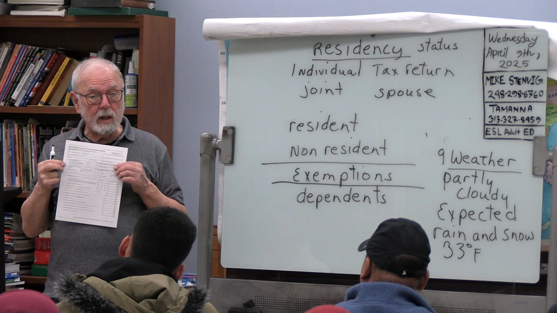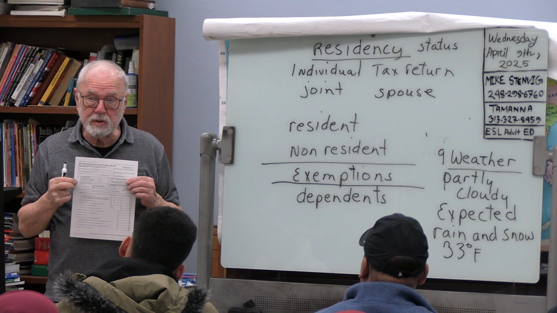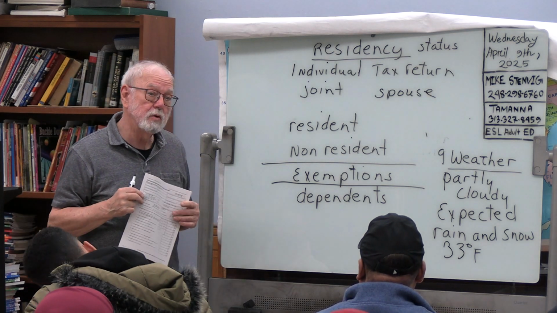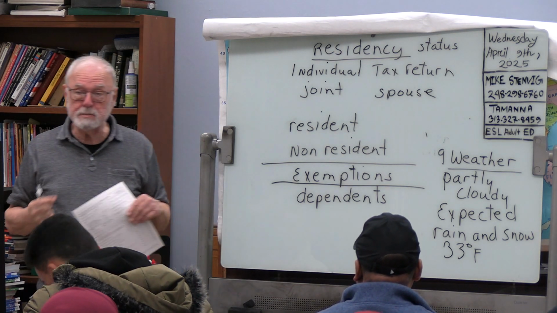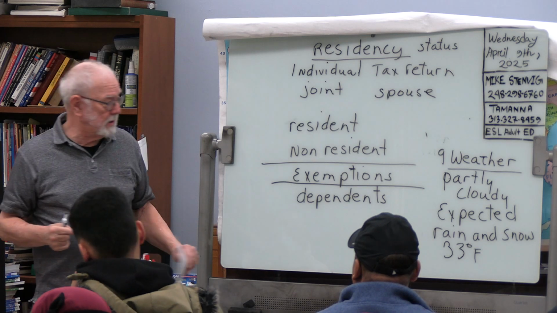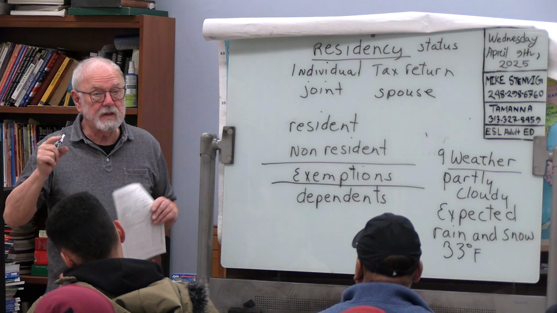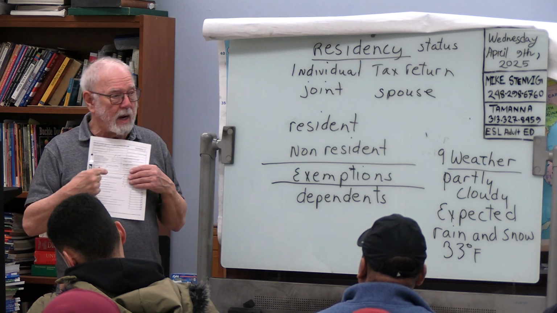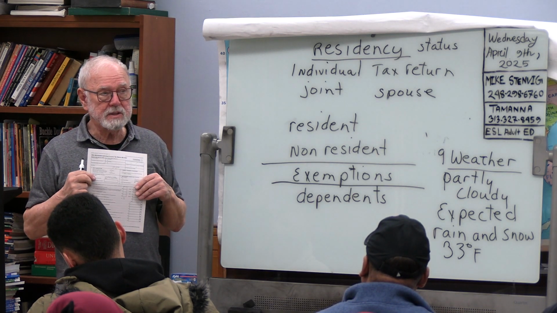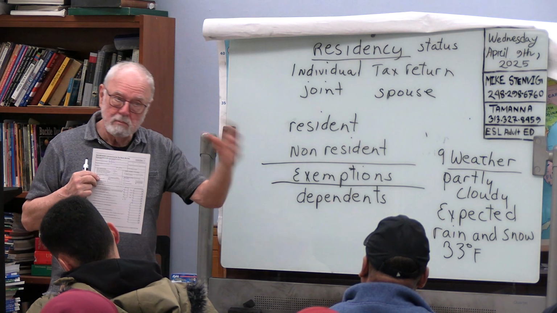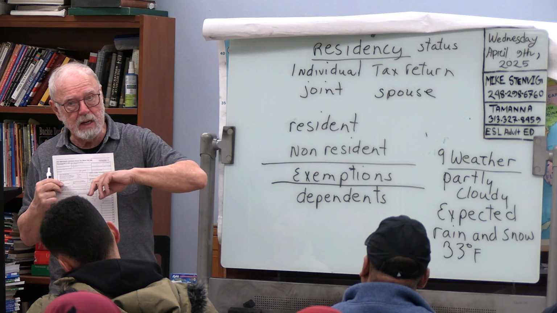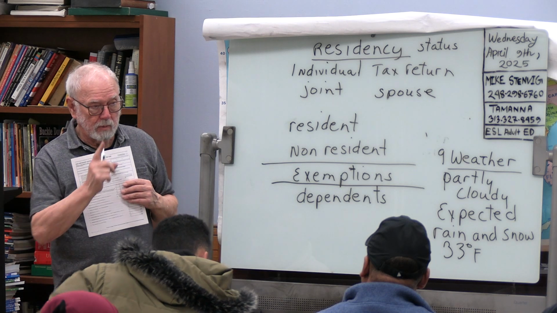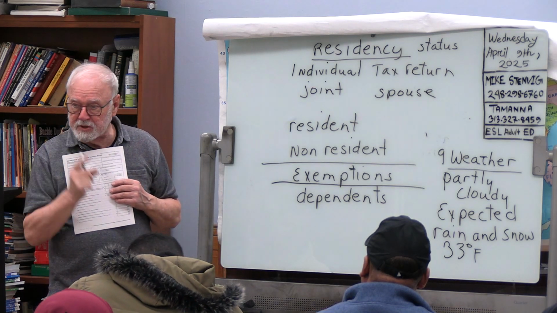If you're filing jointly, you and a spouse, how many exemptions? 2. You and spouse. Now, if the spouse is filing separately, only one. So I can't say I will claim my wife and then my wife claims me. You get in trouble for that. One person, one exemption each time.